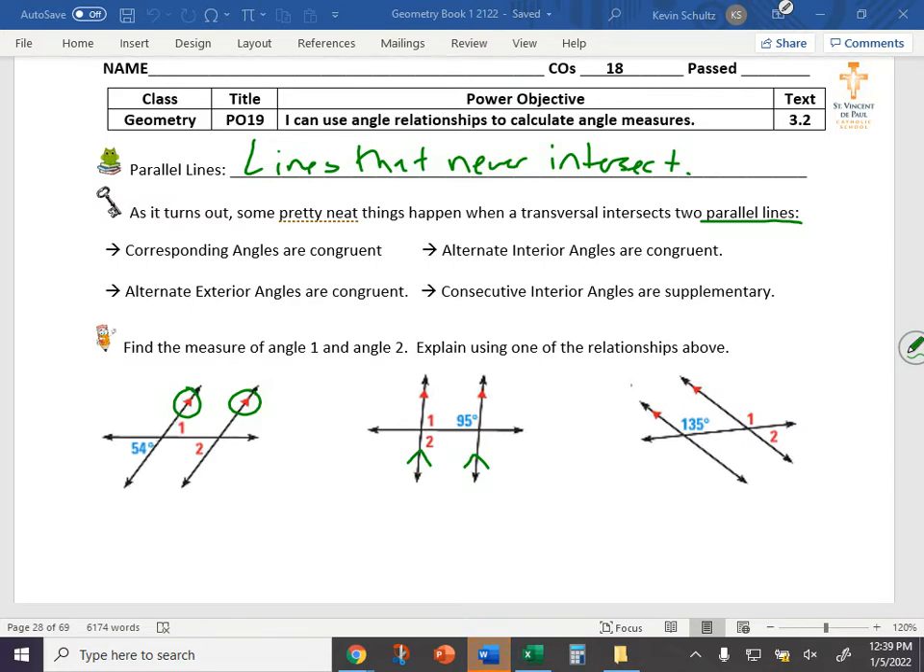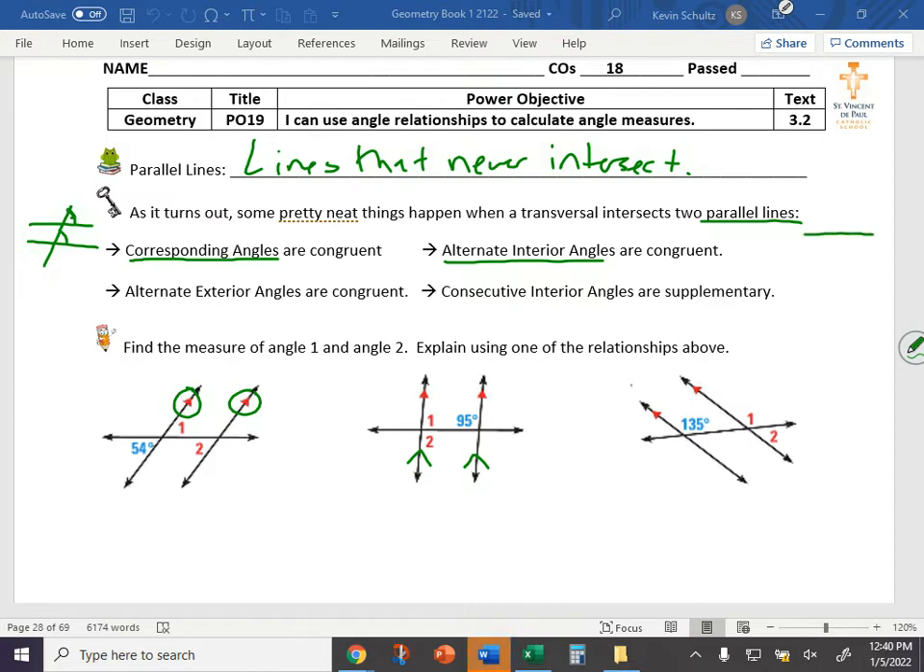As it turns out, some pretty neat things happen when a transversal intersects two parallel lines. Corresponding angles, right? That same location, different vertex. So an example of corresponding angles, if we've got our two parallel lines with a transversal coming through them, an example would be those two angles there, are congruent. That's the relationship.